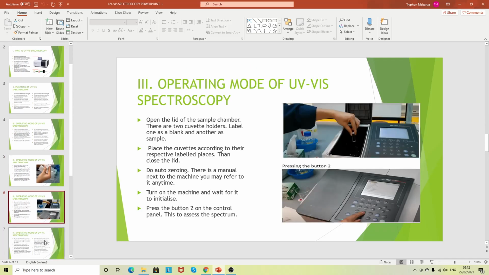Open the lid of the sample chamber. There are two cuvette holders. Label one as blank and another as sample. Place the cuvettes according to their respective labeled places, then close the lid.